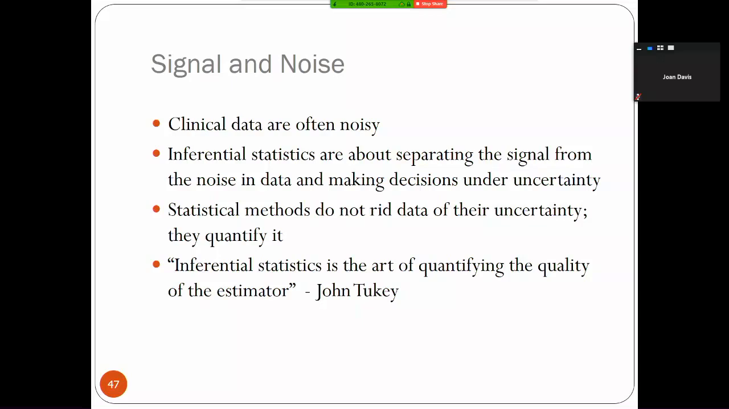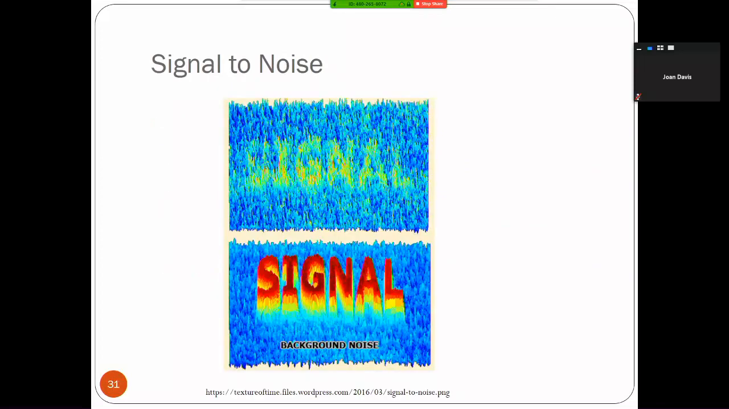Do you know the notion of signal to noise ratio? It looks like this. So here, I can very clearly distinguish the signal from the background noise, the messy background noise. Here, it's much more difficult. So what inferential statistics is used for is to identify and amplify any signal that exists in the data relative to the background noise.